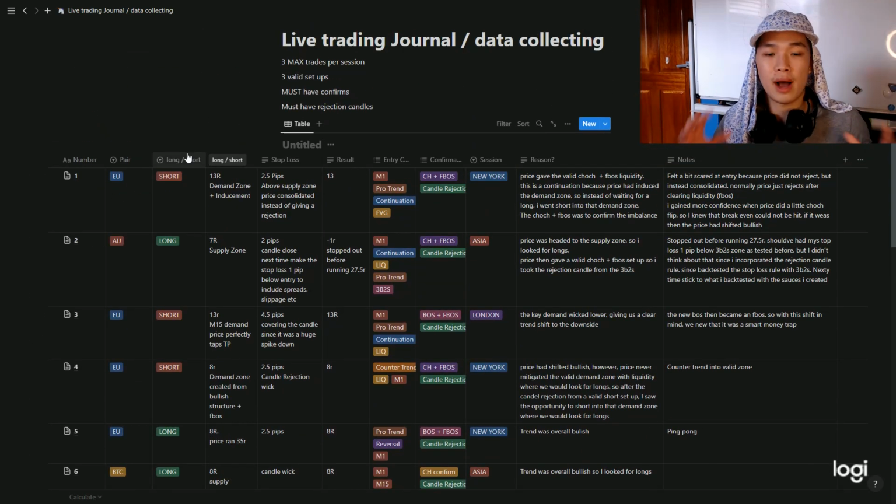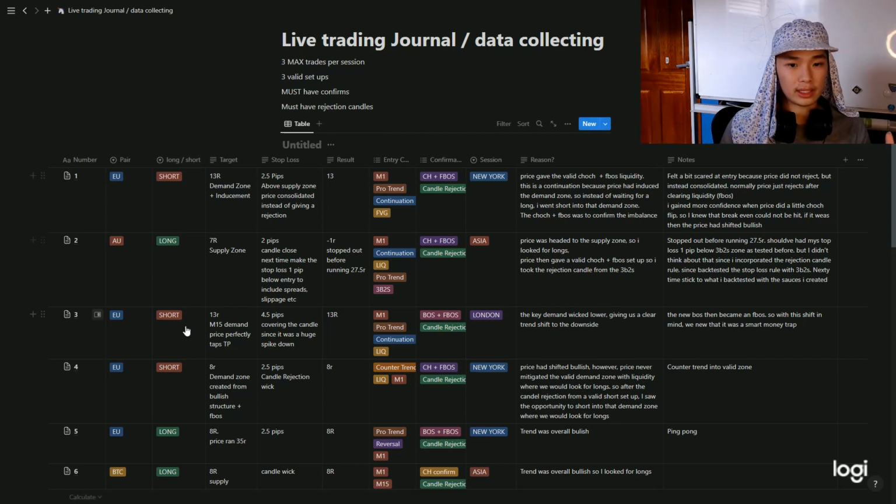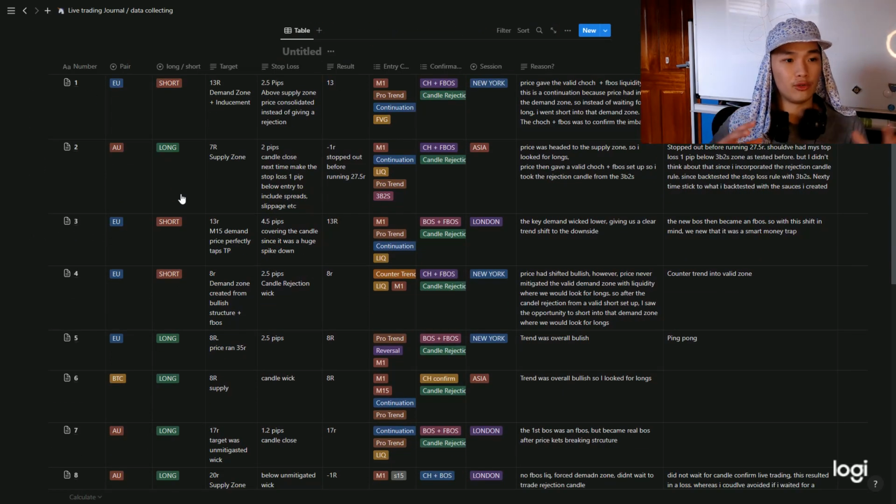You want to mark out whether this was a long or a short. This is very important because if you don't mark this out, you're not gonna know the ratio of you going long and going short. Because if I know that my ratio for going short is more profitable than me going long, then I'm gonna stick with shorts. I'm gonna be more confident when I get shorts. For longs, I wouldn't mind if I take losses.